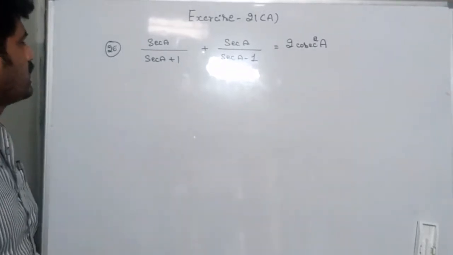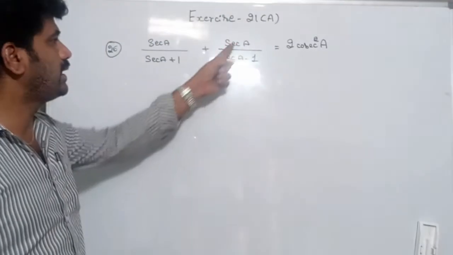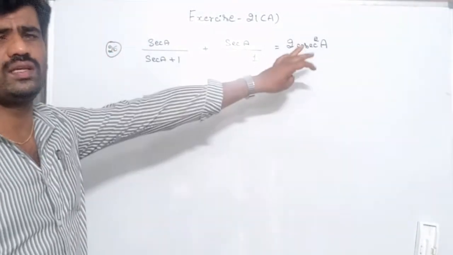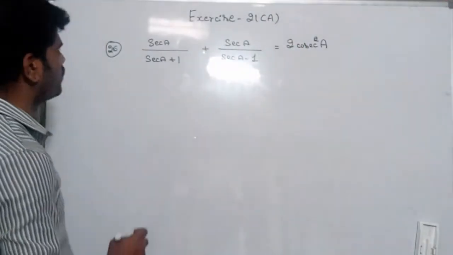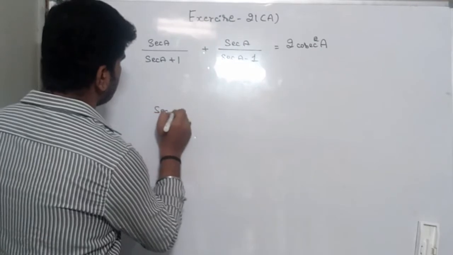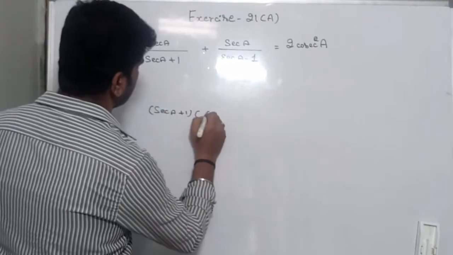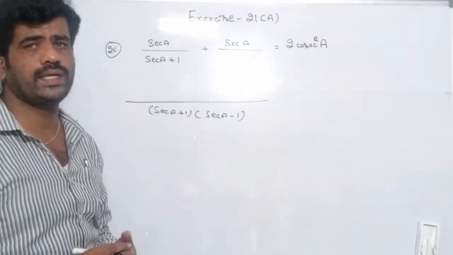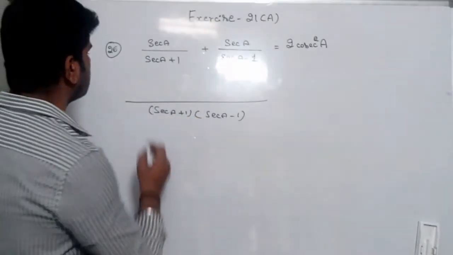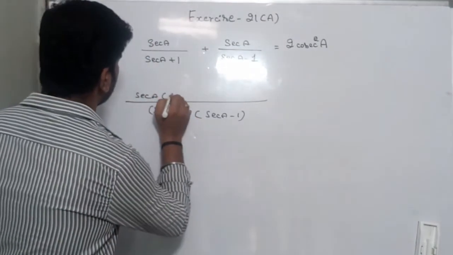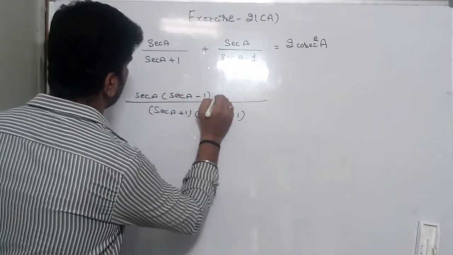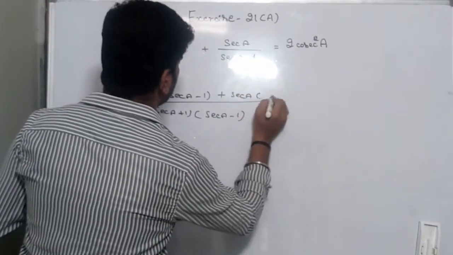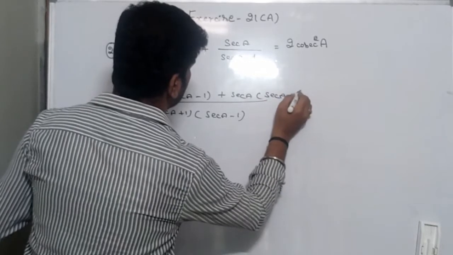Okay, next our problem, the 26th one. Secant A divided by secant A plus 1, plus secant A divided by secant A minus 1, is equal to 2 into cosecant square A. This is also the same as the last problem. So first, you should take the LCM. What is the LCM here? Secant A plus 1 into secant A minus 1. Now secant A plus 1 and secant A plus 1 get cancelled. Then secant A into secant A minus 1, plus secant A minus 1 and secant A minus 1 get cancelled. Then secant A into secant A plus 1.